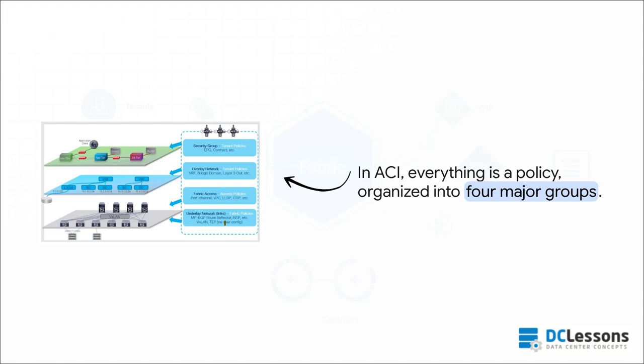The core idea behind ACI is, well, it's pretty powerful. Everything, and I mean everything, from a simple VLAN to a super complex security rule, is treated as an object. And all these objects are neatly sorted into four main policy groups you see here: security, overlay network, fabric access, and the underlay network. These four pieces come together to build the entire fabric, all the way from the physical wires up to your applications.